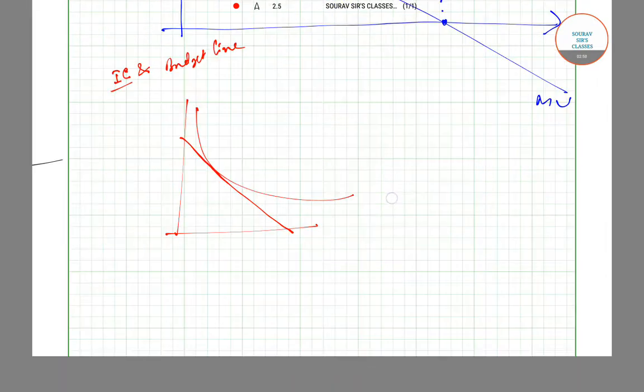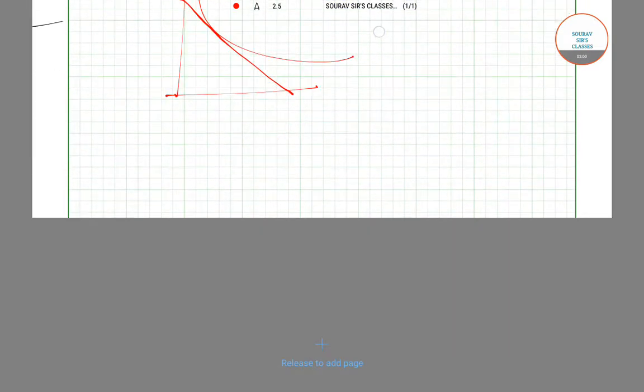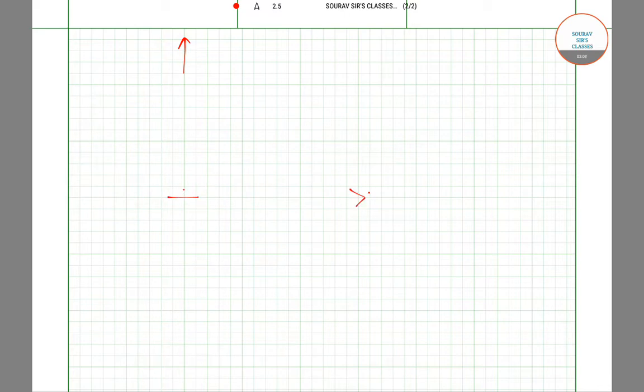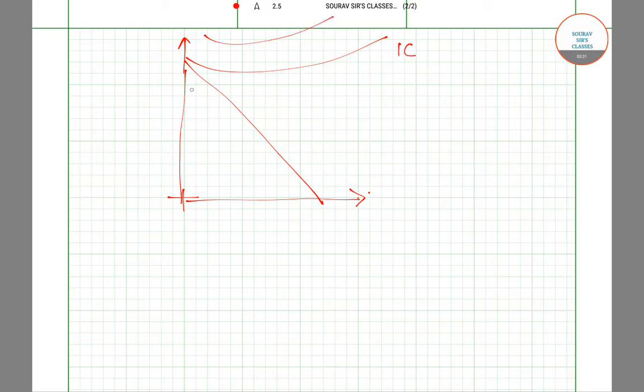What happens if there is a corner solution? Okay, so what is a corner solution structure? So this is a corner solution based pattern. This is the budget line. The consumer buys any one product. So this is the IC, this is the structure. And if there are more than one IC, so that's it.